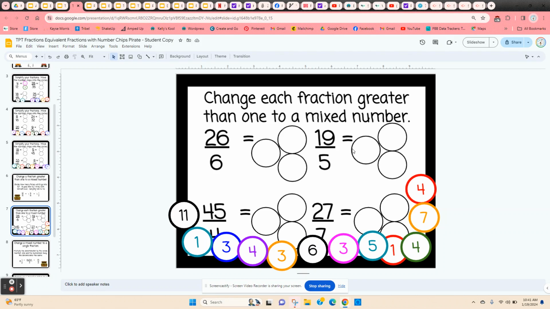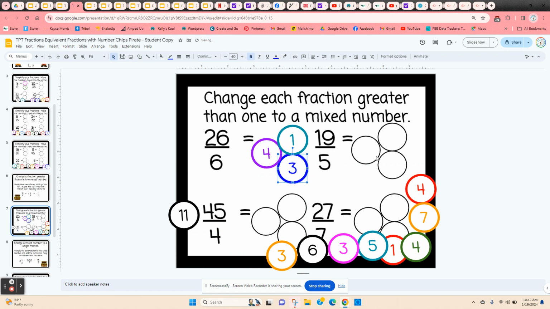And the whole number will be here on the left. So 6 goes into 26 4 times. So I'm going to move the 4. 6 times 4 is 24. And that leaves 2 left over. That would be 2/6, which they can simplify to 1/3. So that's where some of them are going to struggle a little bit, making sure their answer is simplified. So they've got 4 problems there. They're going to change to a mixed number.